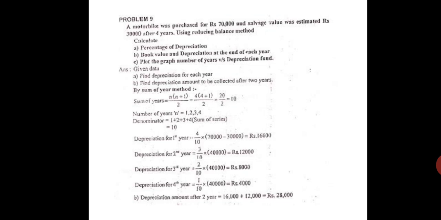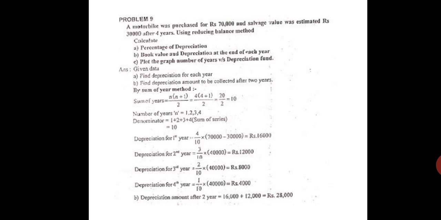So depreciation for the first year is equal to 4 by 10. That is 4 by 10 into 70,000, that is the cost, minus the salvage value, that is 30,000 rupees. So 40,000 rupees into 4 by 10 becomes 16,000 rupees. So the depreciation for this bike for the first year is 16,000 rupees.